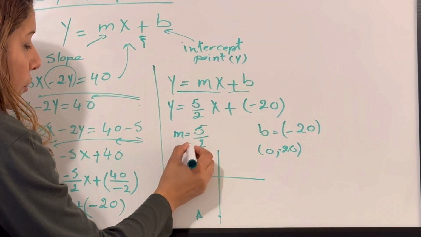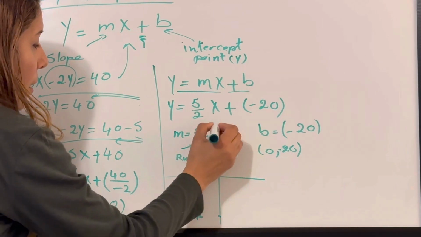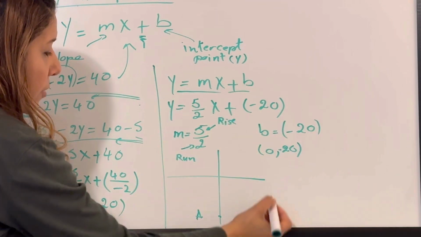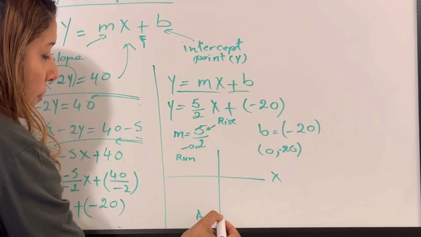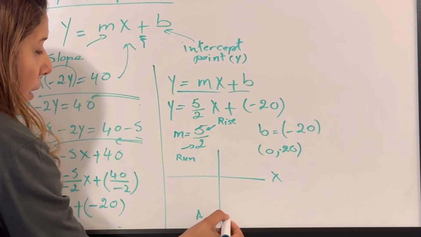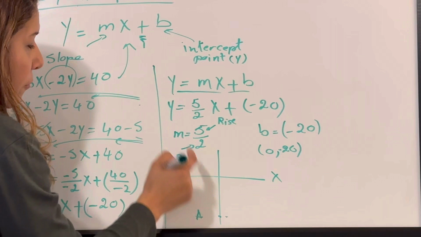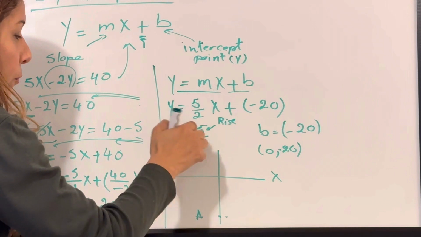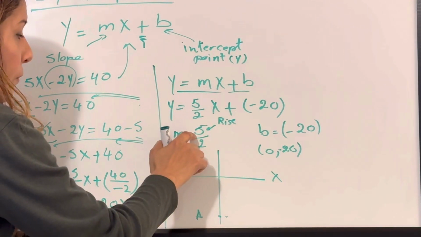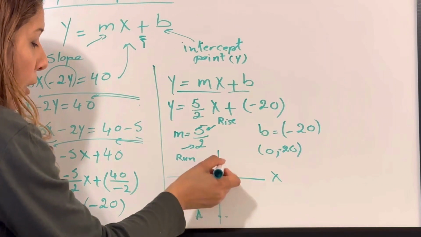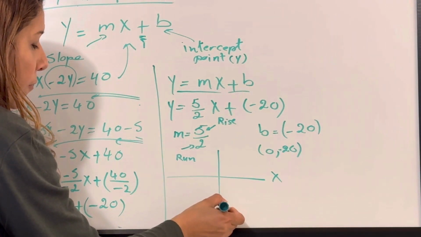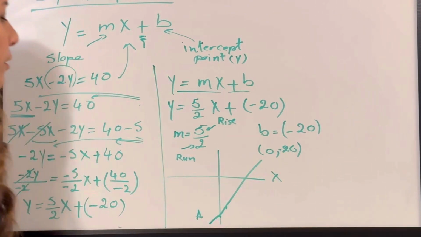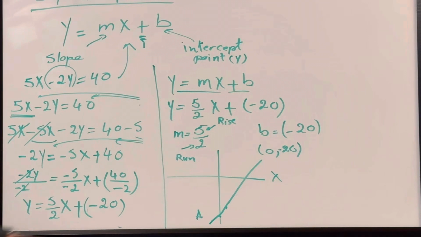Then this is the run, and this one is the rise. So I'm going to run 2. Run is parallel to the x-axis, so I'm going to run 2 and go up 5, because that's positive. This means that I'm moving up. If the 5 was negative, I'm going down, but because 5 is positive, I'll move up 5 points. Then I will have here another point. Then I can connect both of them and draw the line that represents this equation.